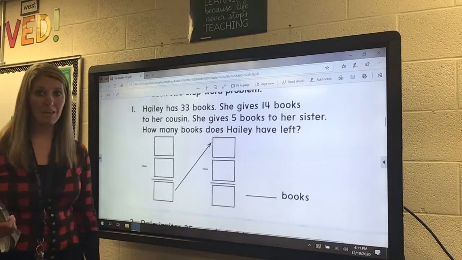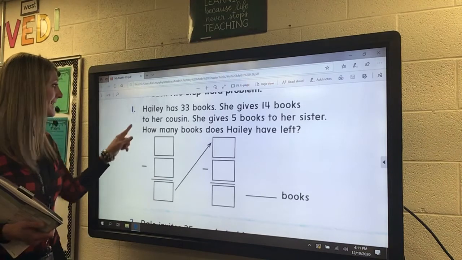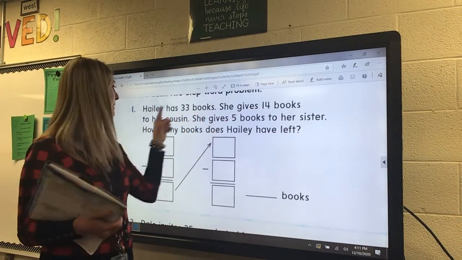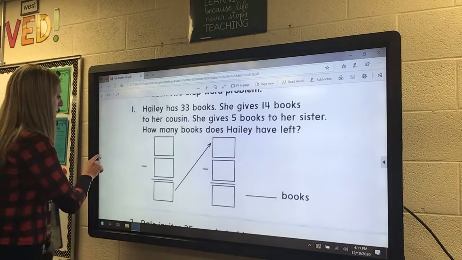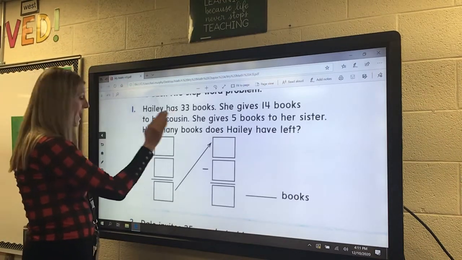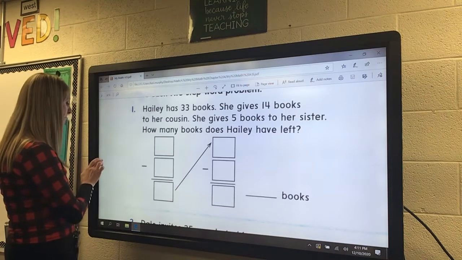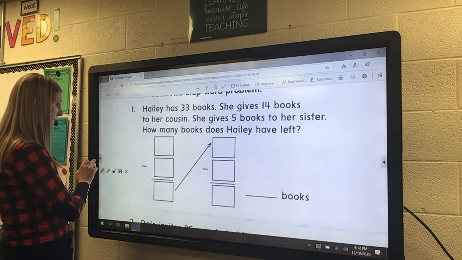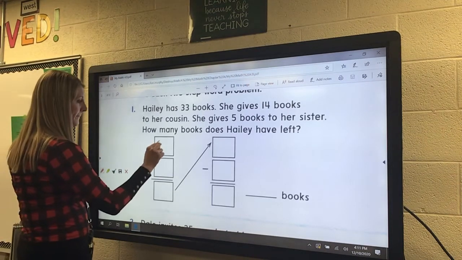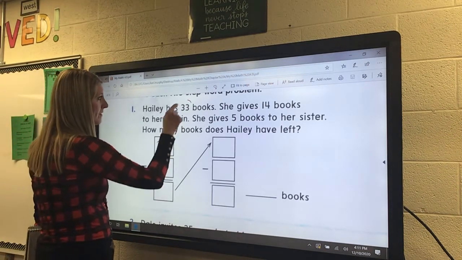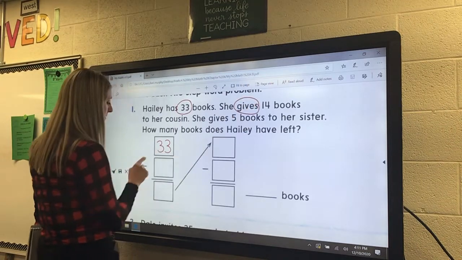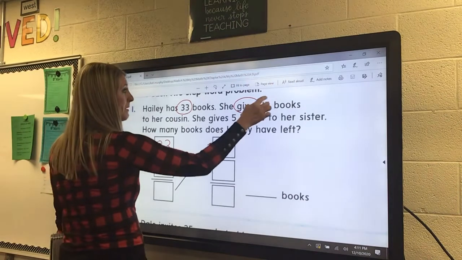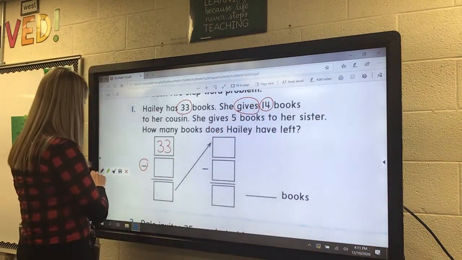On number 1, get your pencil out. It says Haley has 33 books. She gives 14 books to her cousin. So right now, Mrs. Murphy's going to start with the 33 she has. That's the biggest number. And I'm going to put that at the top here. This is our first step. Now, she gives. Mrs. Murphy's going to circle the word gives, because gives means we take away, we subtract.